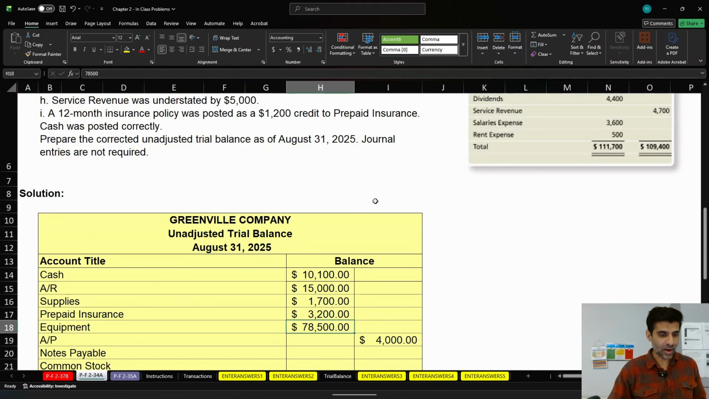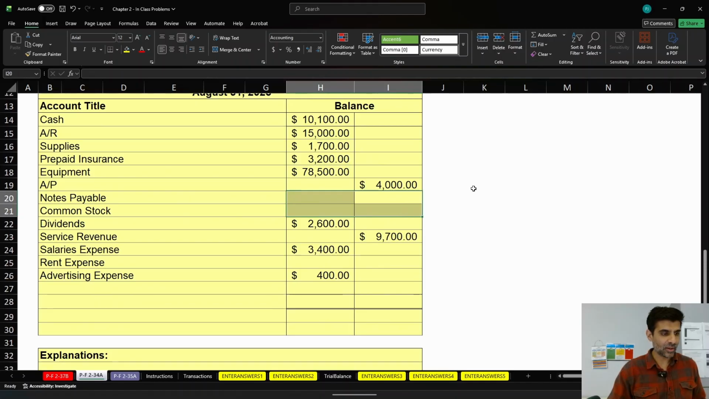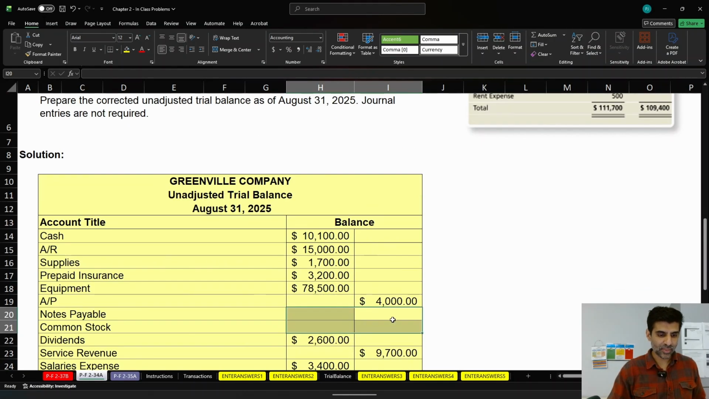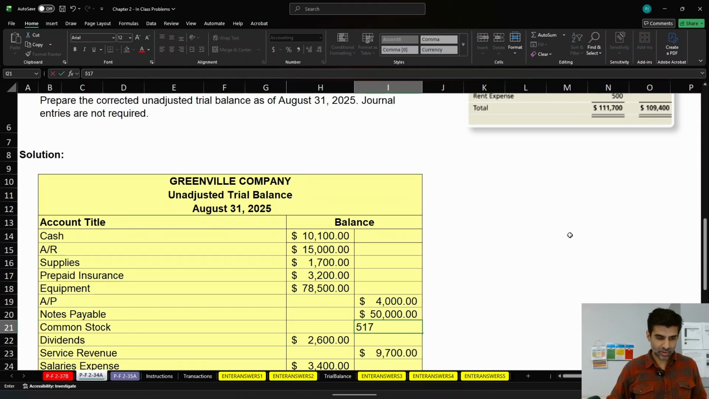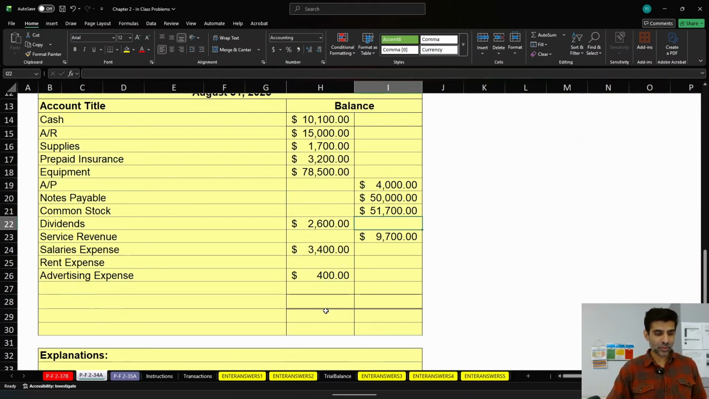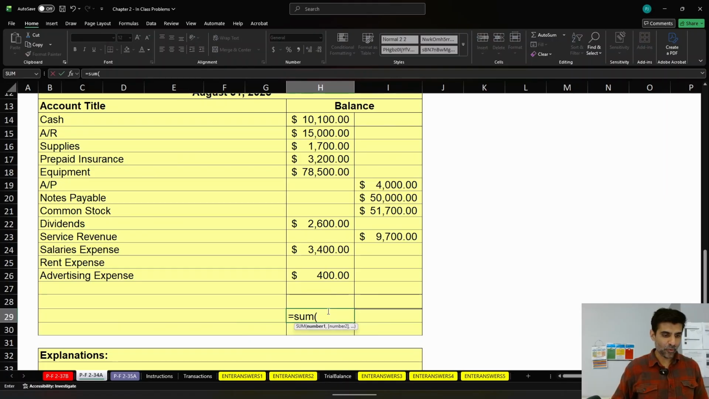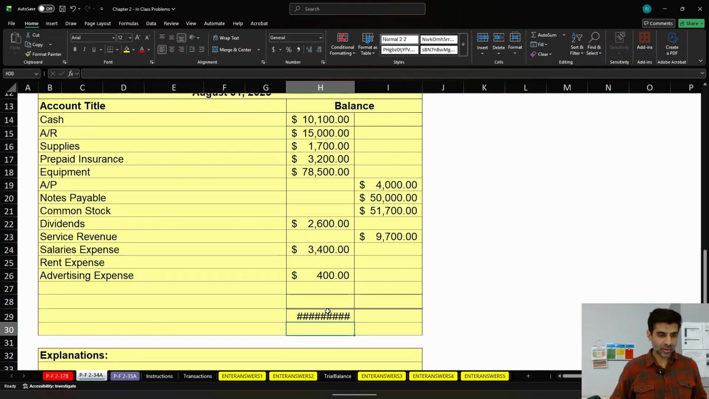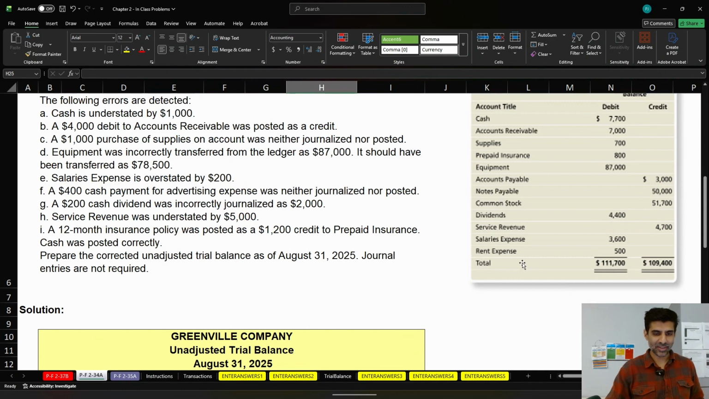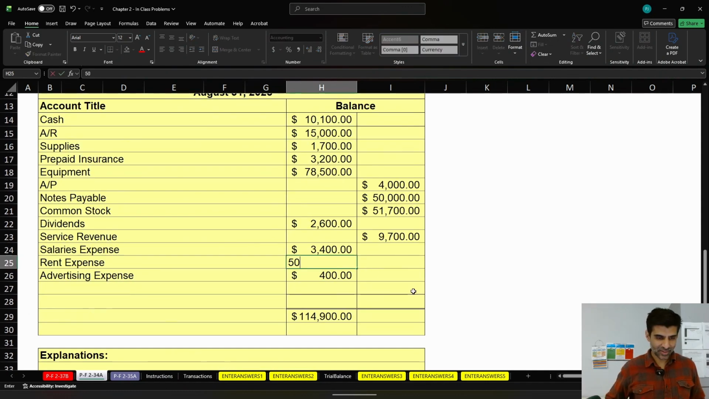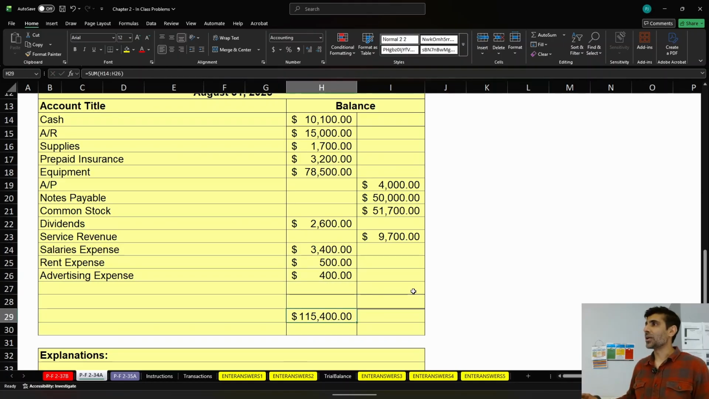Okay? And then I think there's a couple of these accounts that were unaffected, notes payable and common stock. So 50,000. Common stock is 51,700. Okay, moment of truth. I'm going to use my sum formula. I'm going to add up this. Oh, something is off. Oh, my rent. Okay, sweet. Okay, we're good.